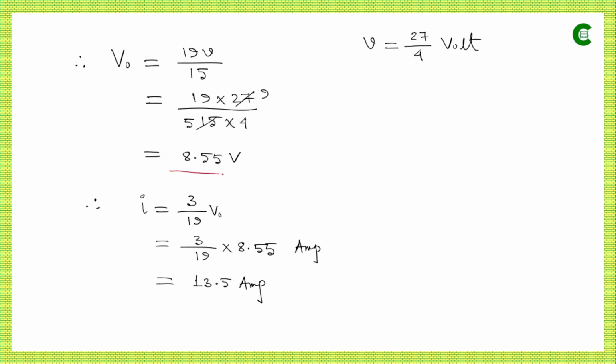So these are our final values: V naught is equal to 8.55 volt and I is equal to 13.5 ampere for that given circuit.